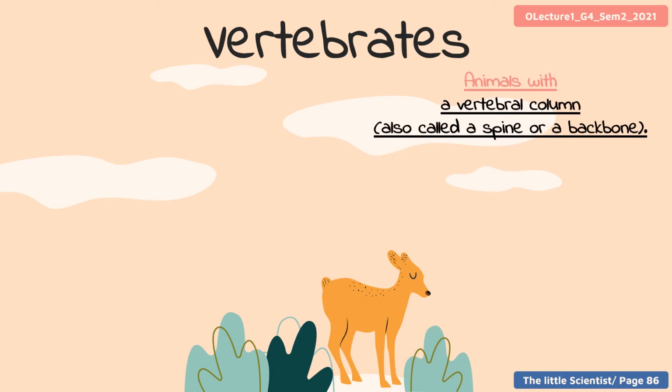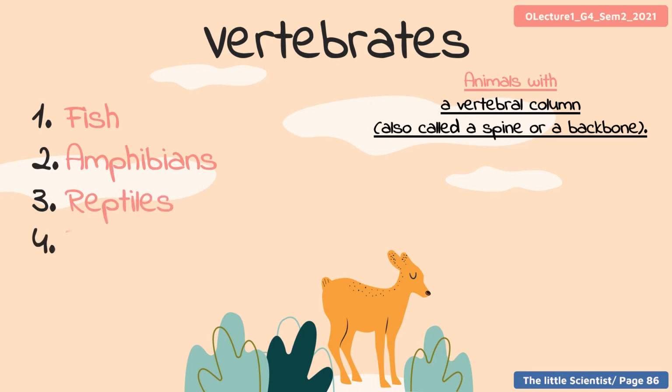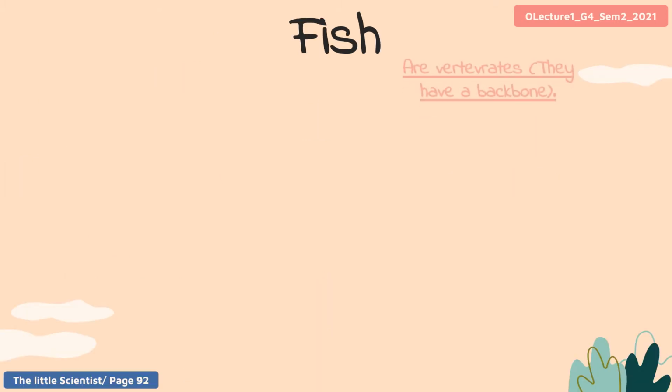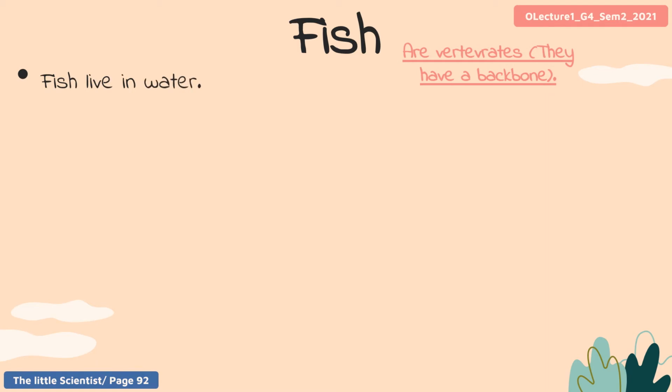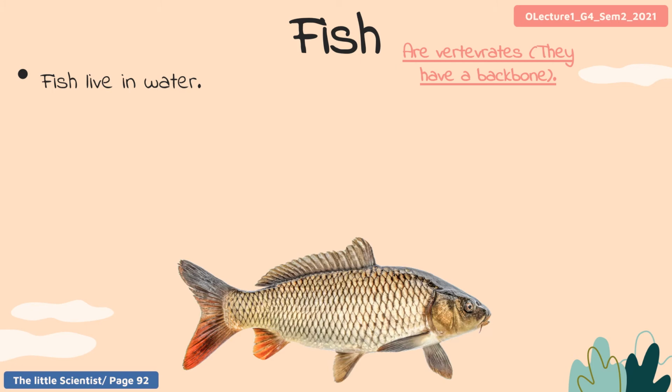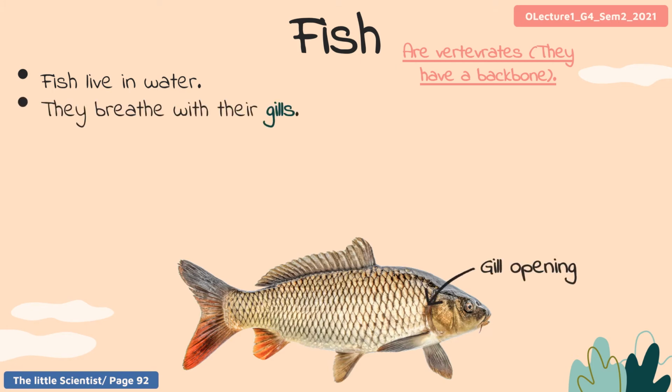Vertebrates, animals with a vertebral column, are classified into 5 groups: fish, amphibians, reptiles, birds, and mammals. Do you remember all what we said about fish? Let's see. Fish are vertebrates. They live in water. Fish have gills, and here is the gill opening. They use their gills to breathe.